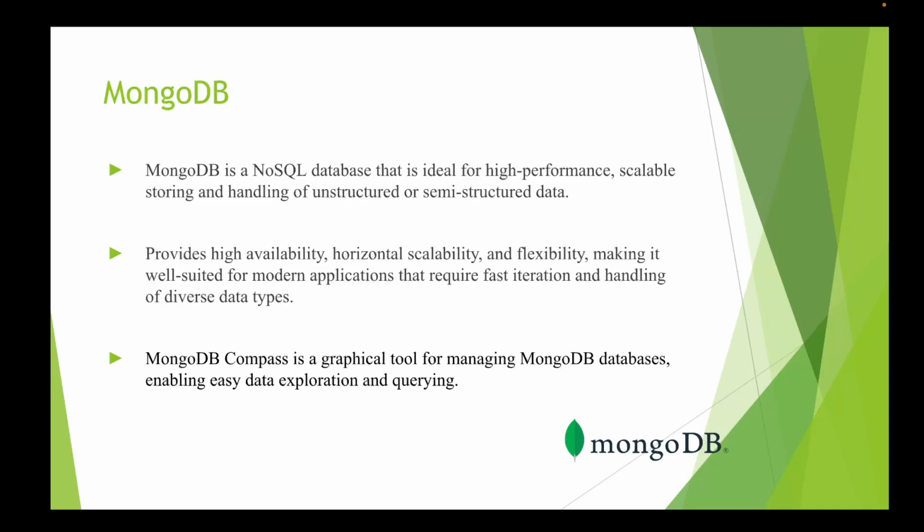traditional database. That is, NoSQL is ideal for high performance, scalable storing and handling of unstructured or semi-structured data, and MongoDB provides high availability, horizontal scalability, flexibility, making it well suited for modern applications we build today, that require fast iteration, handling diverse data types, etc. So MongoDB Compass is the graphical tool which we are using for managing the database and enabling easy data exploration and querying.